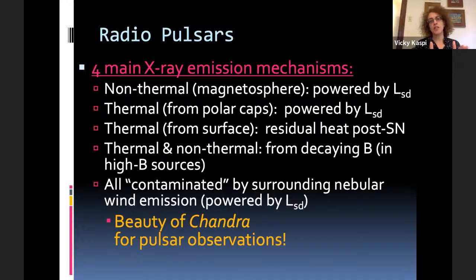And all of that emission is, you can say, contaminated, or one person's noise is another person's signal, by surrounding nebular emission where the particle wind interacts. And of course, the beauty of Chandra for pulsar observations is that it can separate out particularly the nebular emission and also has the spectral and time resolutions to study all the other types of emission.